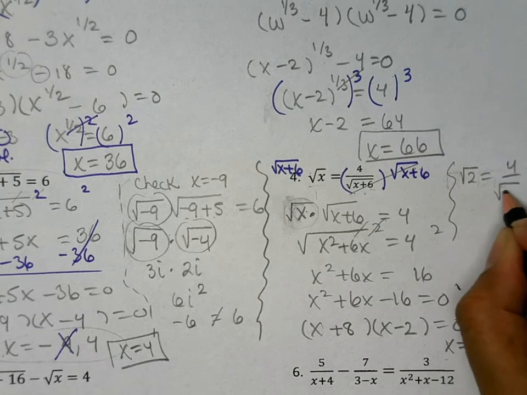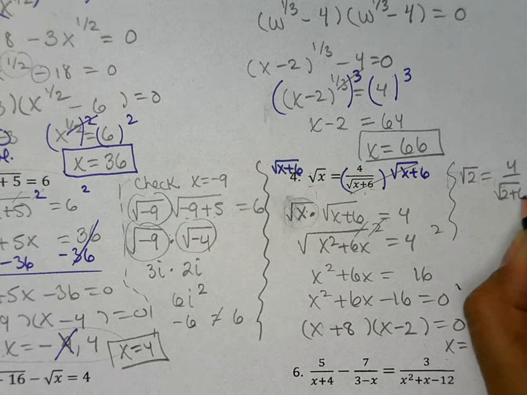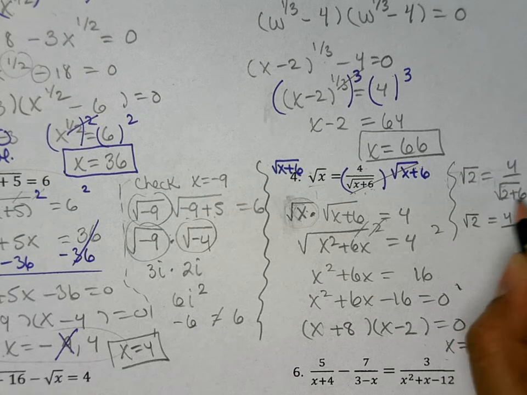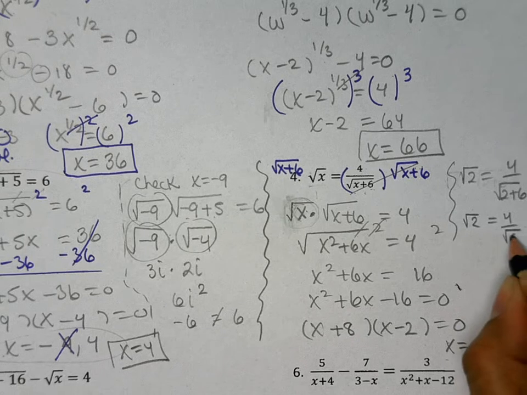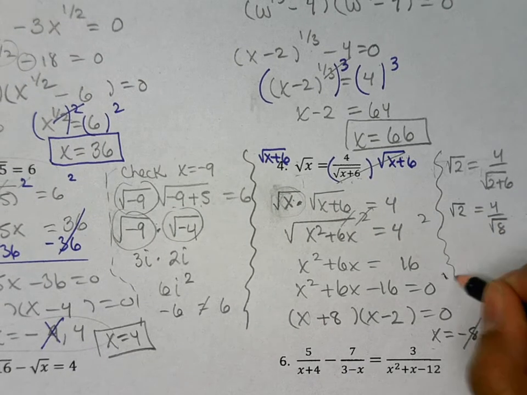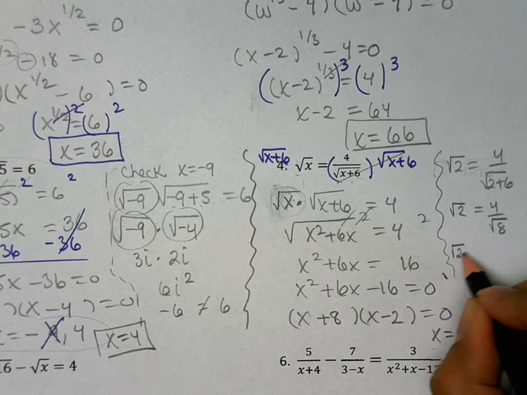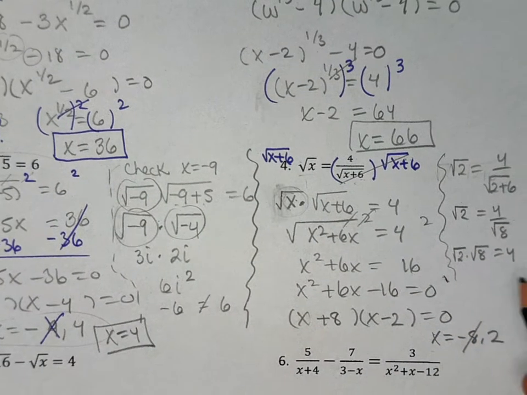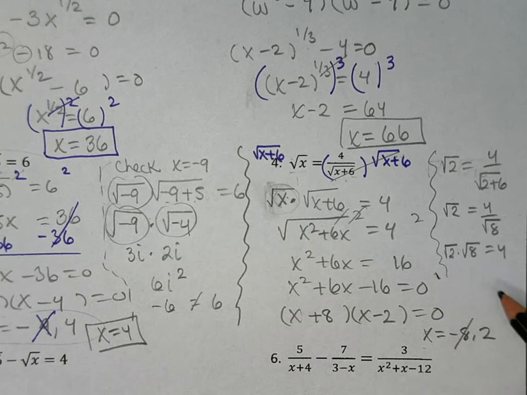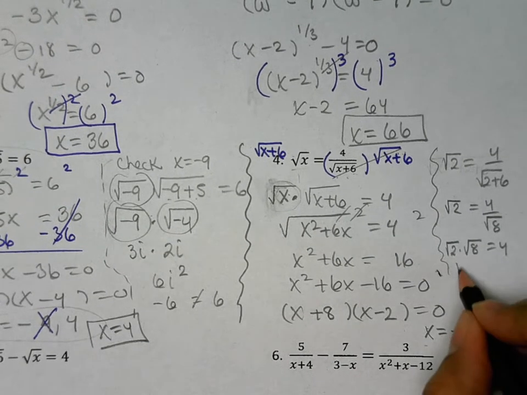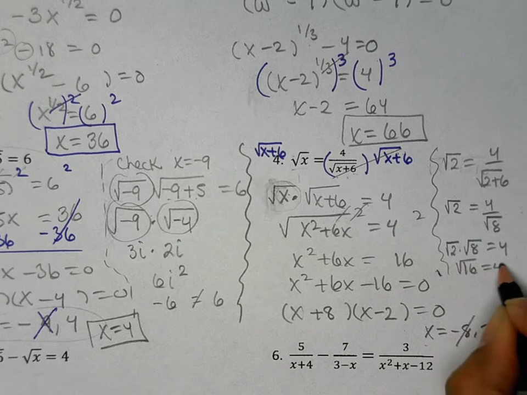Root 2 equals 4 over the square root of 2 plus 6, yes or no? Root 2 equals 4 over root what? 8. Now, can I multiply both sides by root 8? Okay. Now, I said earlier, you're allowed to multiply radicals, but when there's negatives, you have to take special precautions. Are there any negatives here? No. So could I multiply them?